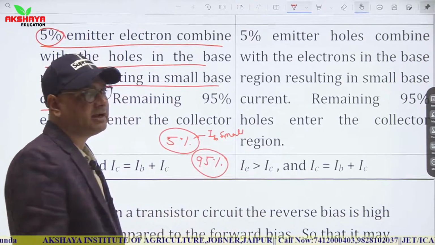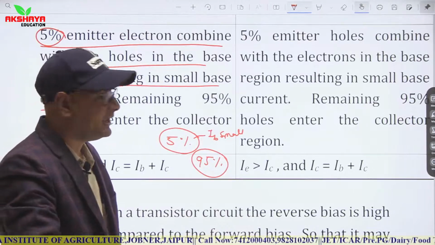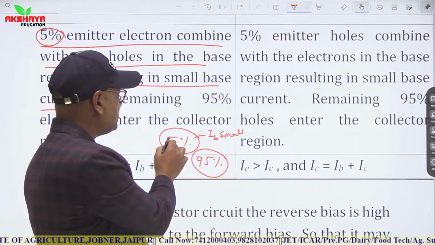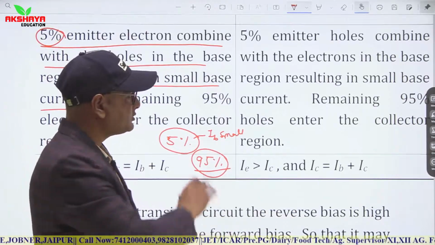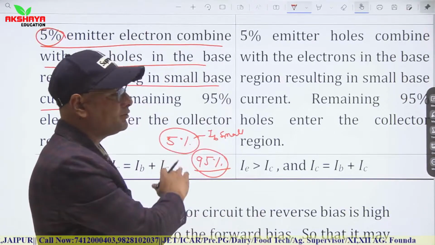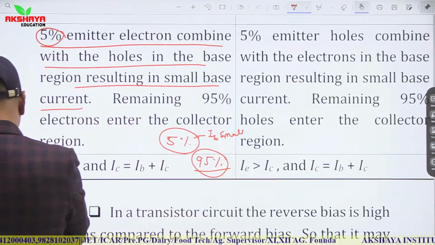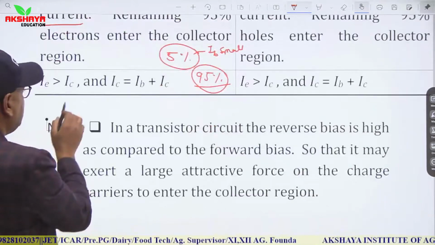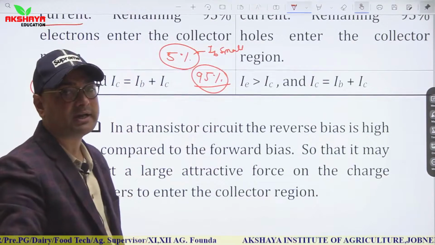So if we say that 1 ampere current is flowing from the emitter region, then its 5% is in the base region and 95% is in the collector region. So either it is PNP or NPN, in both the situations this concept is correct. So IE is always greater than IC.